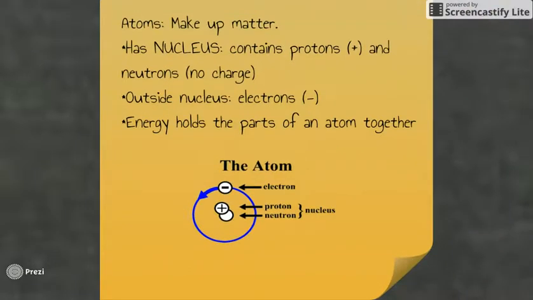Atoms are what make up matter. Each atom has a nucleus that contains protons, which have a positive charge, and neutrons, which do not have a charge. On the outside of the atom are the electrons, which have a negative charge. These facts will be important to remember when we start talking about compounds in the next few slides. Energy is what holds the parts of an atom together.